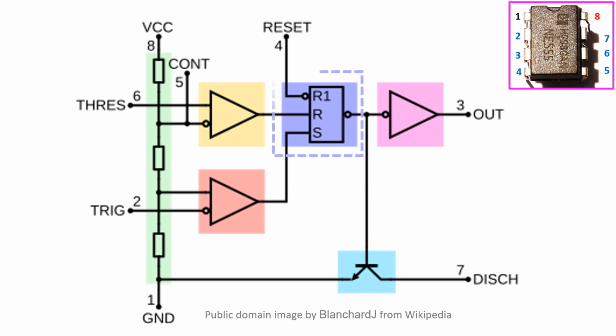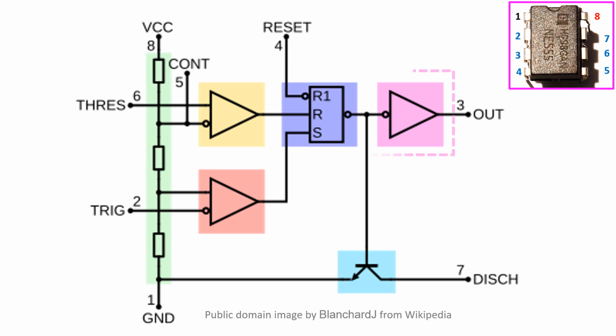A set reset latch circuit stores the state of the timer and is controlled by the 2 comparators. Input from the reset pin 4 overrides the other 2 inputs and thus the latch, and therefore the entire timer can be reset at any time using this input. If pin 4 is not being used in a circuit, it should be connected to the supply voltage pin 8 to prevent electrical noise from accidentally causing a reset.